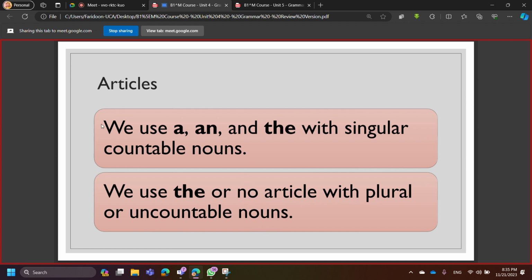Now, this is something that if you know this, you already know at least 80% of it, okay? A and an are used with singular and countable nouns. So it must be singular, it must be countable. But we're using the again in this case, see, it's repeated, or even no article sometimes with plural or uncountable nouns. But the meanings will, of course, be different, so we're going to talk about that.